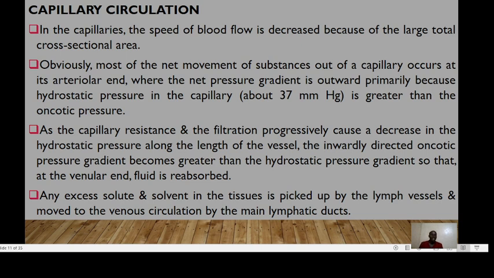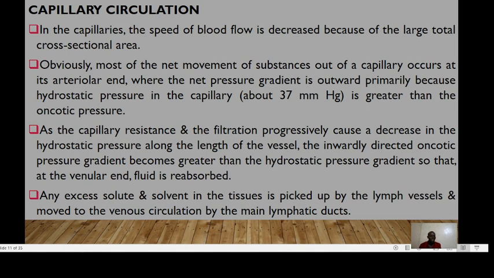When you look at capillary circulation, in capillaries the speed of blood flow is decreased because of the large total cross-sectional area. Obviously, most of the net movement of substances out of capillaries occurs at its arteriolar end, where the net pressure gradient is outward primarily because the hydrostatic pressure in the capillary is greater than the oncotic pressure.